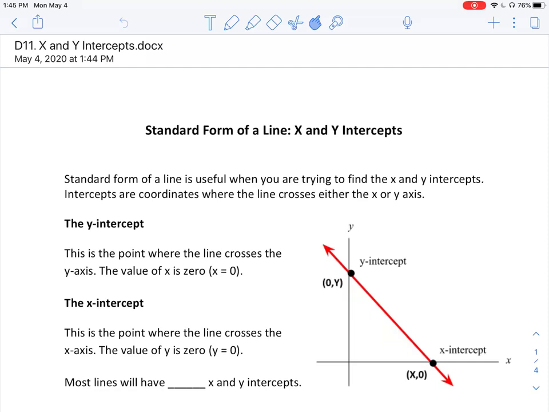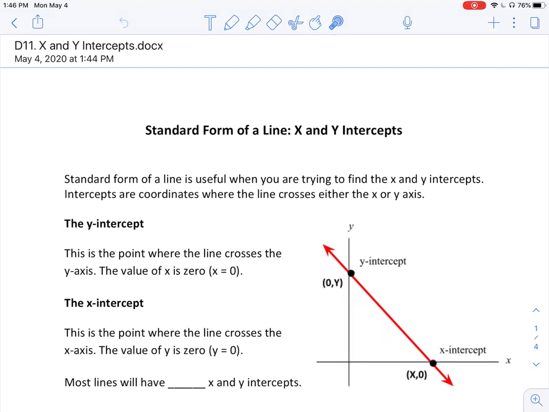So today we're going to be talking about standard form of a line and the x and y intercepts that appear on a line. Standard form of a line is useful when you're trying to find the x and y intercepts. Intercepts are coordinates where the line crosses either the x or the y axis. So we see here how we have a line. Wherever this red line touches the y-axis, that point is the y-intercept. And wherever this line touches the x-axis, that is the x-intercept.